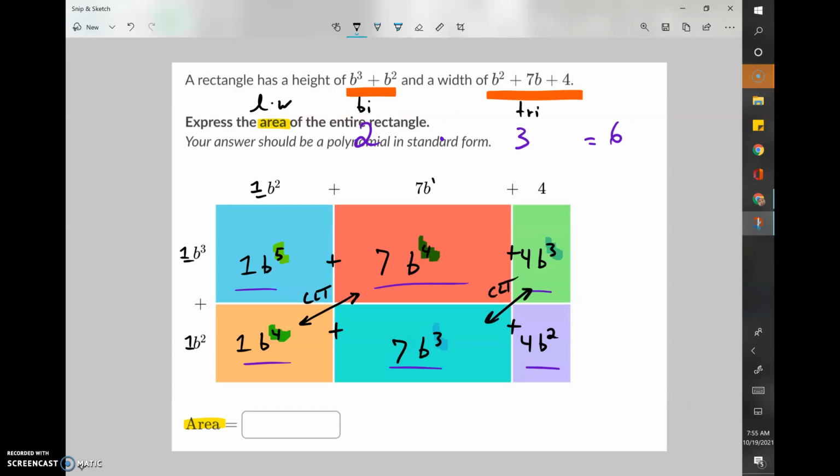Okay, so for standard form, we take the highest variable exponent, which is just b to the 5th. That's going to get written first, plus, and we've got 1b to the 4th right here, and we've got 7b to the 4th right here. So in total we've got 8b to the 4th, plus we've got 7b to the 3rd here, 4b to the 3rd here. So in total we have 11b to the 3rd, and then we've got 4b squared. And that is the area of this rectangle.